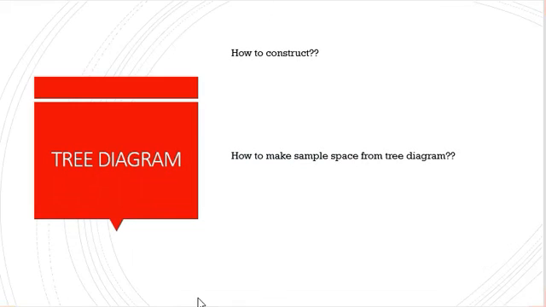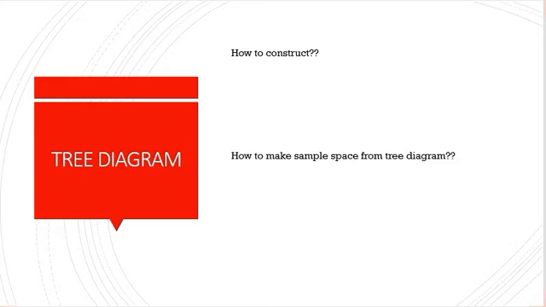Hi, so today I'm going to teach you how to use a tree diagram to organize data and also to be able to find out different outcomes in a sample space. I just want to remind you that it's important that you watch the basic concepts of probability before watching this, so you understand the basic terms. Now let's go to the following questions.